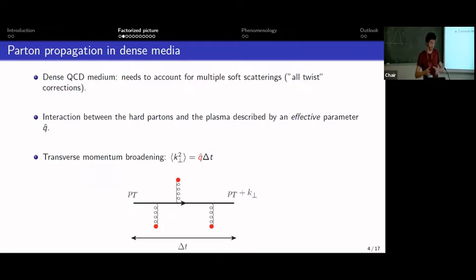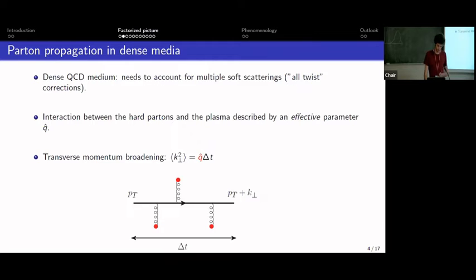And the interaction between the hard partons inside the jet and the plasma will be described by an effective parameter, q hat, which is basically related to the average transverse momentum squared acquired by the hard parton while propagating through the medium over a time delta t. So this defines the quenching parameter. Of course, it's a quantity which also depends on some scales, but in this multiple soft scattering approximation, I will basically consider it as a constant in this talk.